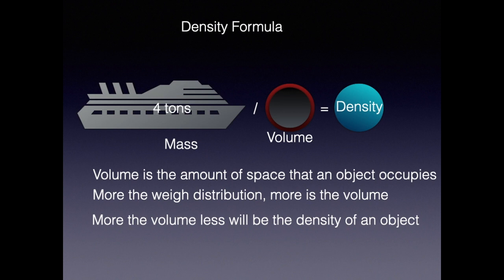In simple language, you basically need to design a 4-ton boat in such a way so that its density can be less than water. If you need to calculate density, it is mass per volume. The more the volume, the less will be the density of an object.